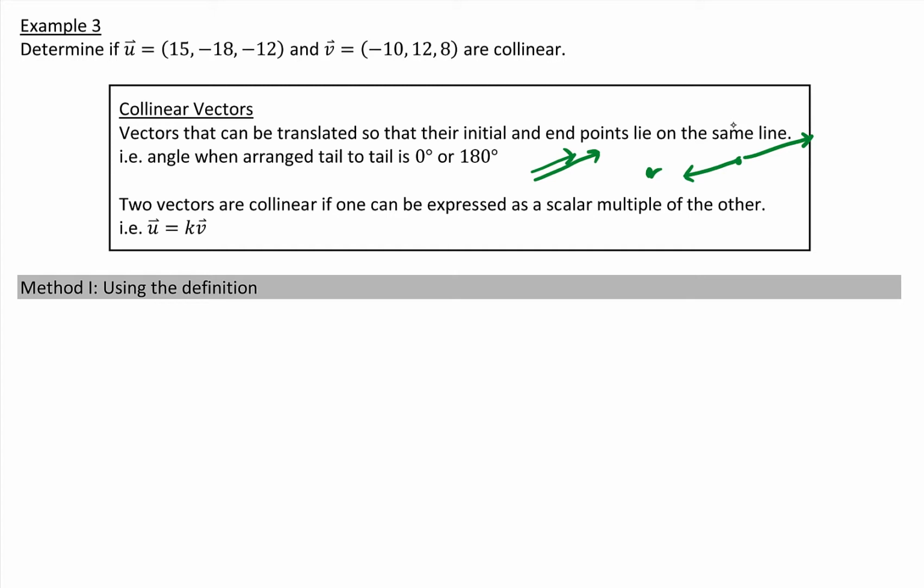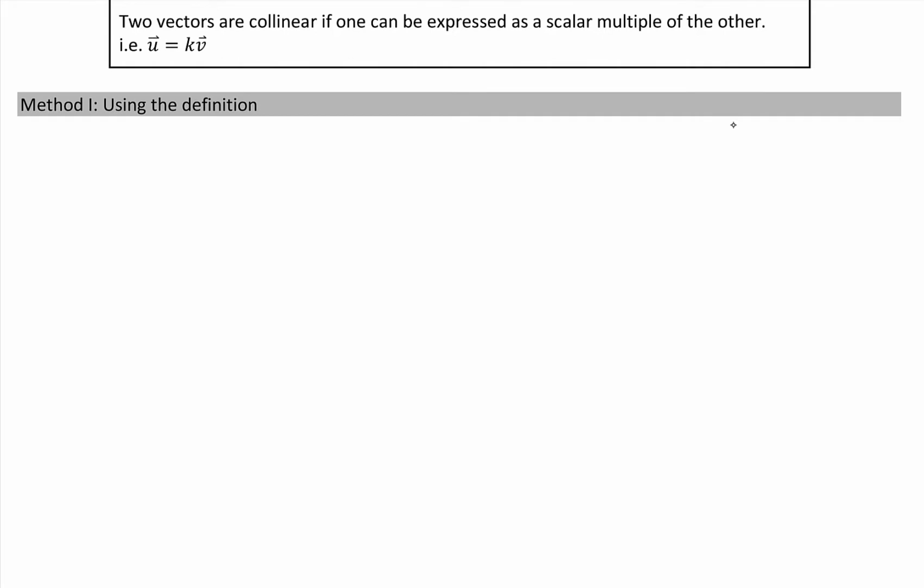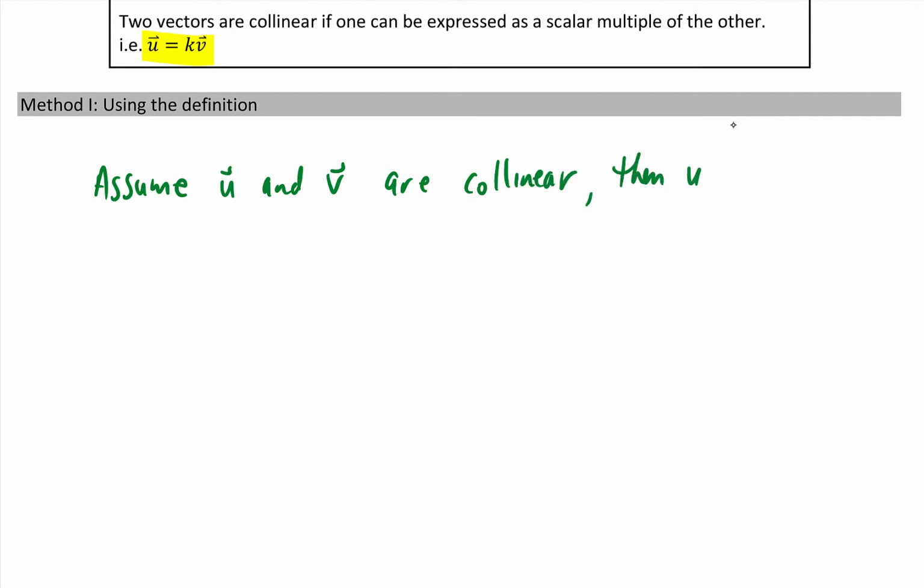Also, two vectors are collinear if one can be expressed as a scalar multiple of the other, which means that vector u is equal to vector v if you multiply it by some scalar value. So let's look at how you prove two vectors are collinear in 3 space. So method 1, I'm going to use the definition given above, that vector u is equal to kv. So again, we're going to assume that vector u and v are collinear. And if we do that, then we know that u must be equal to some scalar of v.